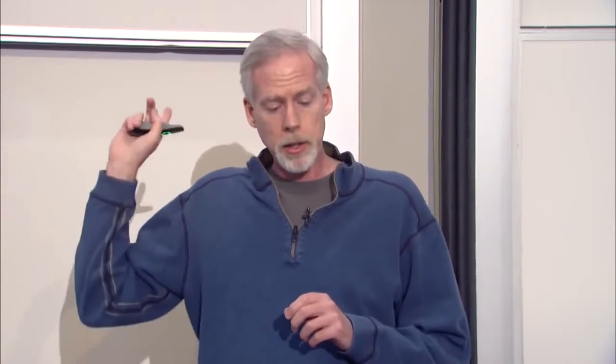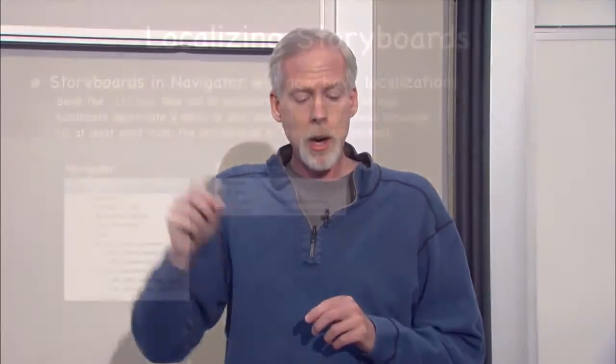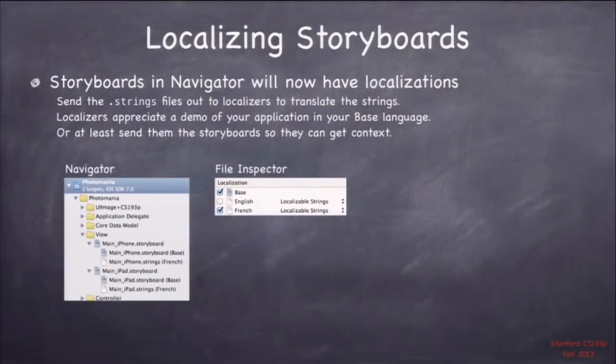When you click on the storyboard, if you go to the file inspector, you can see this little thing showing where there's base. There will always be base, and then however many languages you want to translate to. Now here, notice that English is not even checked. That's because I'm going to assume that my base is English.